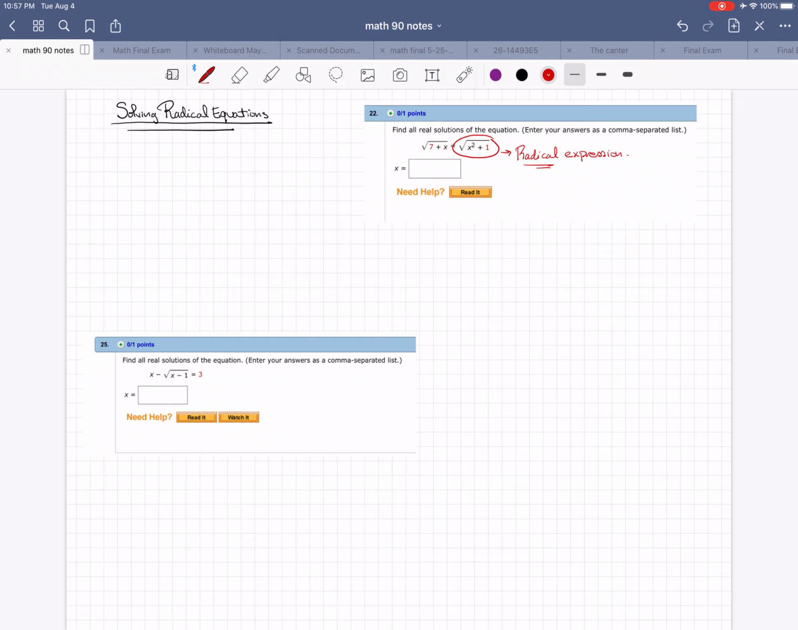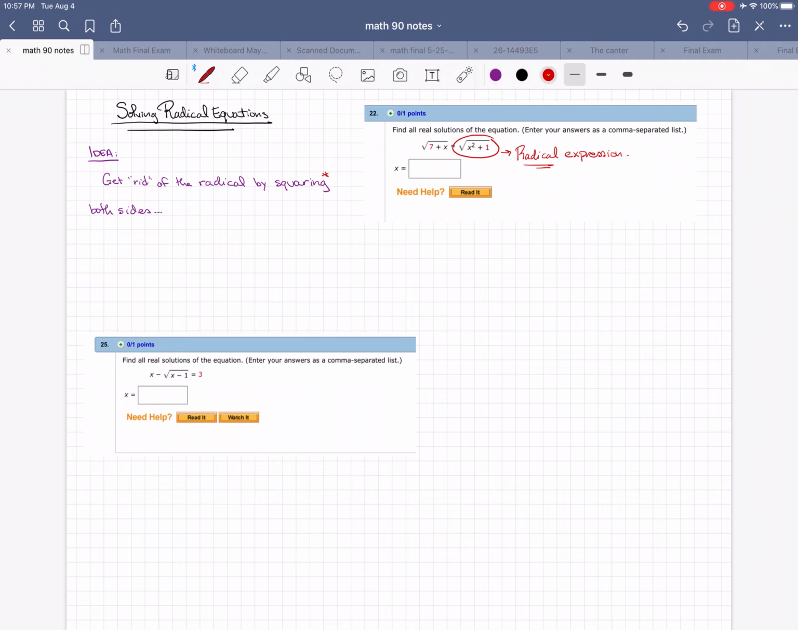So the idea of solving radical equations is really simple, but there's something to unpack there. The idea is get rid of the radical by squaring both sides. Okay, so this seems like a pretty straightforward idea, but let's unpack a few things.